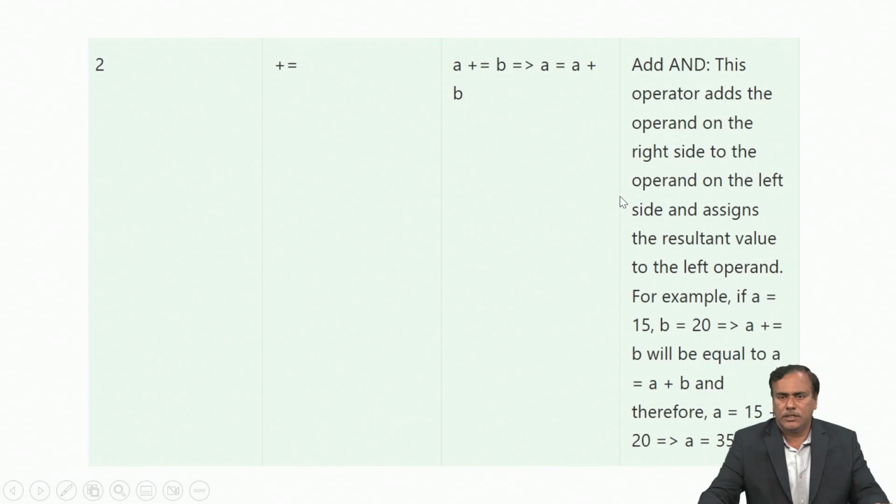Suppose, for example, I take the values of a and b as 15 and 20 respectively. The sum of 15 and 20 is 35. So the value of a will become 35, and that 35 is going to get assigned again to a. So in the shorthand assignment operator, whatever you have to the left of the assignment will appear to the right of the assignment as the first operand. So that is the shorthand assignment operator with addition.